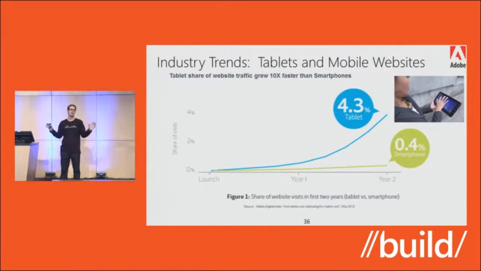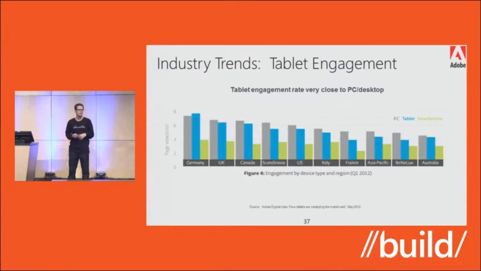If we take a step back, though, and look not just at retail, but look at the broad landscape of 85% of the Fortune 500 companies, tablet growth outpaced phone growth. So this is really important as well to understand that tablet share of traffic was 10x of smartphones. And this was particularly for websites, but it's also true with apps. And engagement rates on tablets are also extremely high and mirror desktops a lot.